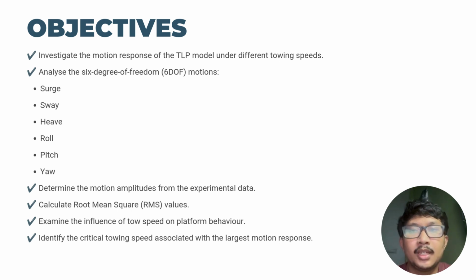Now we move on to the next slide, which is objective. The objective of the experiment is to investigate the motion response of the TLP model under different towing speeds. The next objective is to analyze the 6 degrees of freedom motion, which is surge, sway, heave, roll, pitch and yaw. Next is to determine the motion amplitude from the experiment data. Next one is to calculate root mean square (RMS) values, examine the influence of tow speed on the platform behavior, and lastly to identify the critical towing speed associated with the largest motion response.